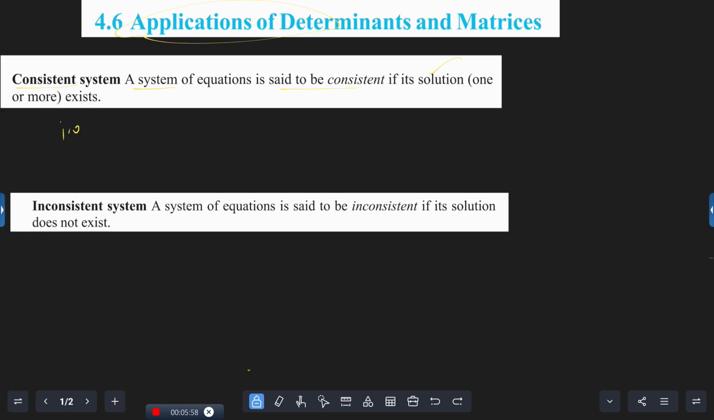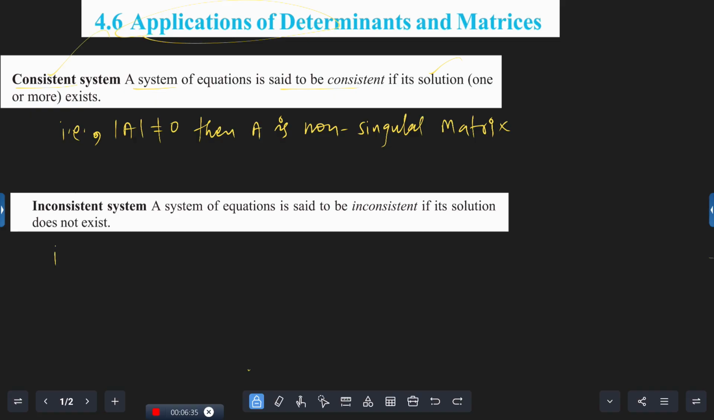But generally how am I going to check this? If the determinant of A is not equal to 0, then the system is consistent. Determinant of A not equal to 0, then the system is what? Consistent. And one more word we can say: when the determinant of A is not equal to 0, then A is called what? Non-singular. Then A is a non-singular matrix. So if A is a non-singular matrix, then we can say the system is consistent.